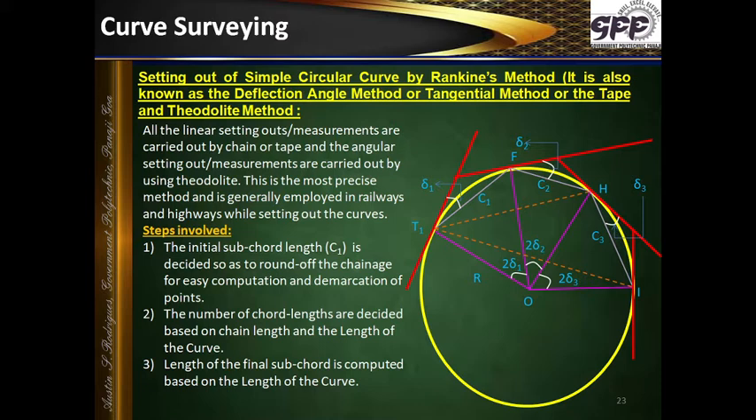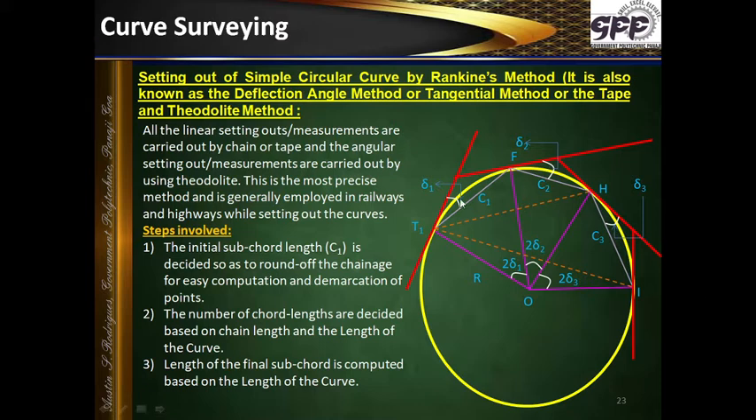So we are having very precise angular measurements and setting outs over there. This is one of the most precise methods and is generally employed in railways and highways while setting out curves. Now, what are the steps involved in this?